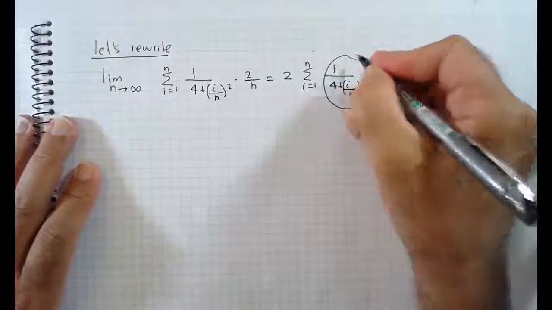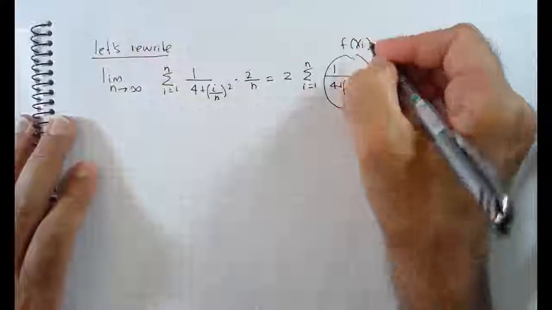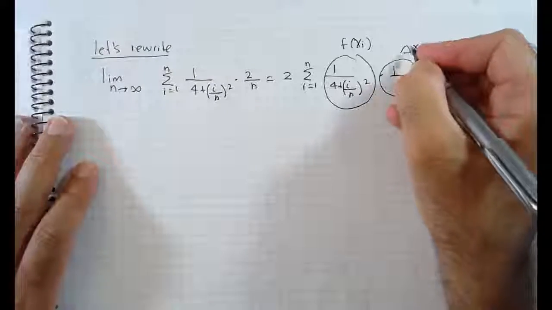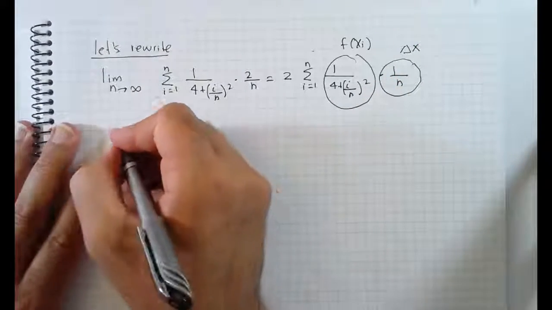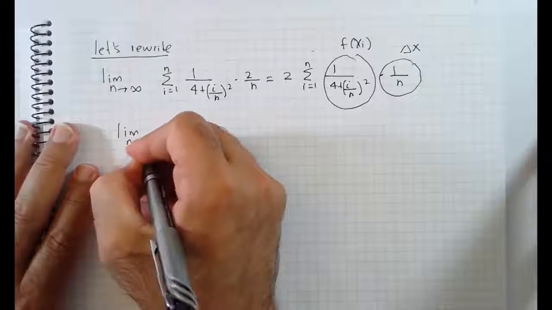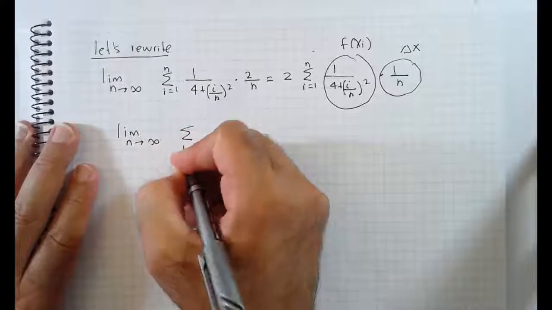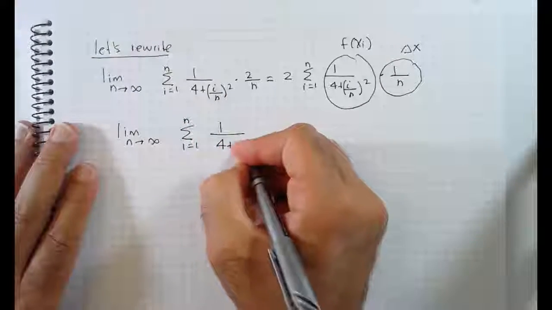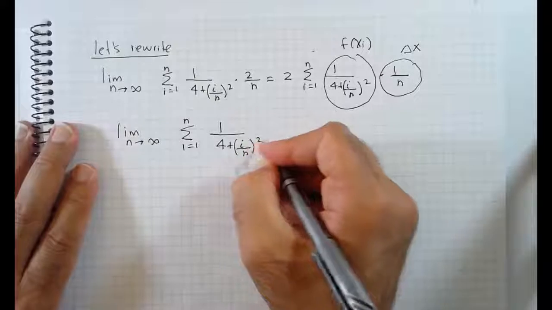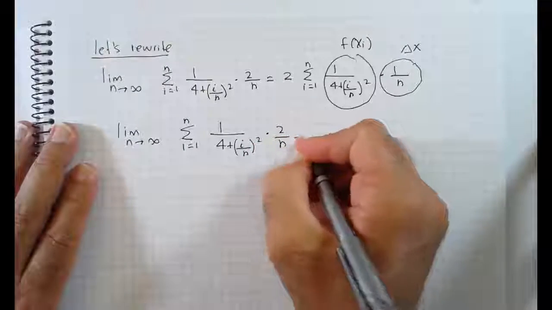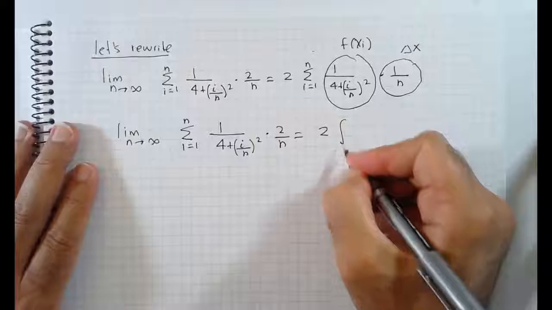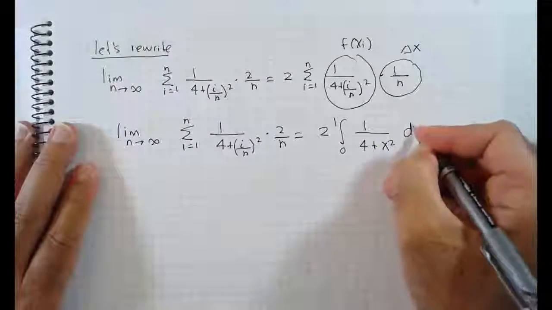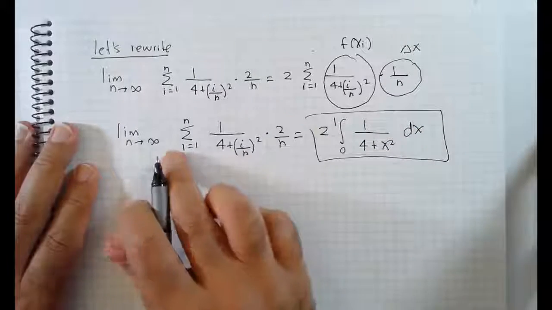Now here we have f of xi. And we had to factor the 2 out because this is the real delta x. That's delta x. So what we have is the limit as n goes to infinity of the sum from i = 1 to n of 1 over (4 plus (i over n) all squared) times 2 over n, which is equal to 2 times the integral from 0 to 1 of 1 over (4 plus x squared) dx. This is a definite integral. So we've transformed the Riemann sum into this integral.